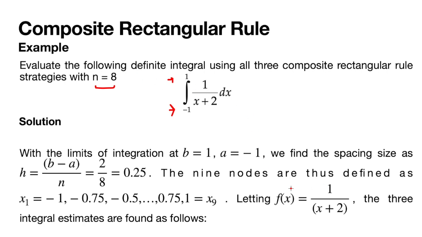Alright, so we have discussed in the lecture that we will have one more point than the number of subintervals. So our points will start from -1 and have a difference of 0.25, because we have calculated h is equal to 0.25. These are the points, and we will move to 1, which is x9. As we said, our first point will be a and our last point will be b. So this 1 is basically x9 and this -1 is x1.